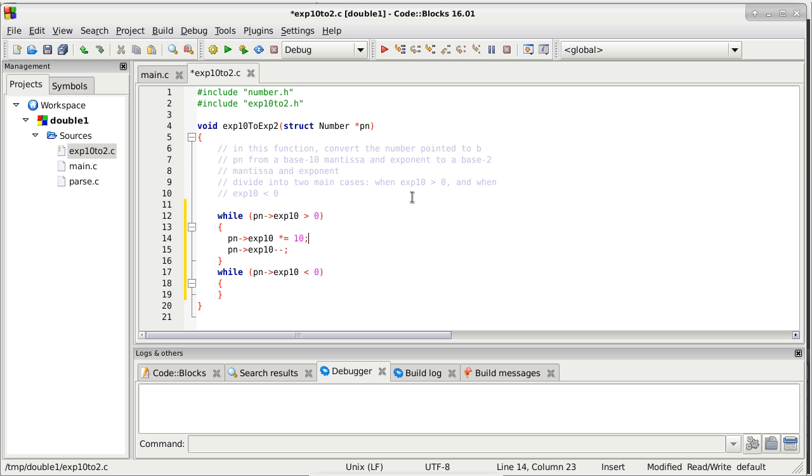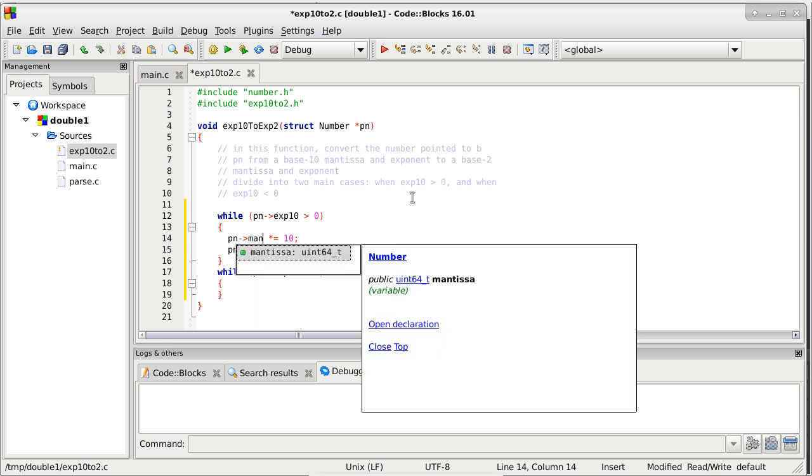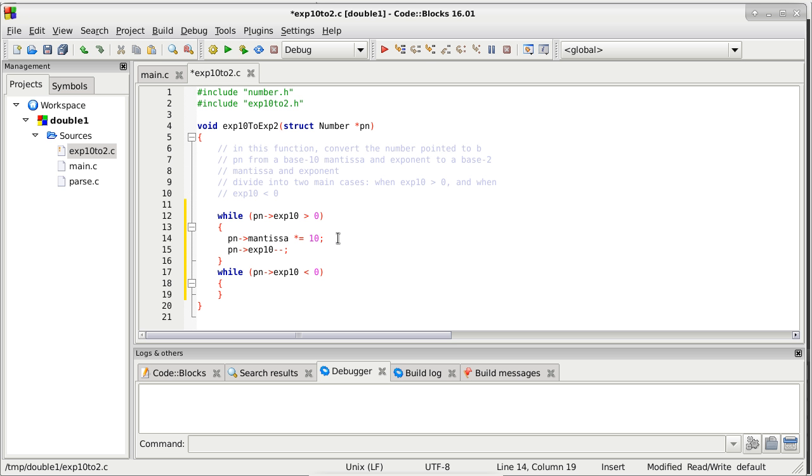This is just a shorthand of writing that. It is the same thing as pn->mantissa equals, huh? Oh, mantissa, that's right, thank you. So we're multiplying the mantissa. Okay, so are we good?